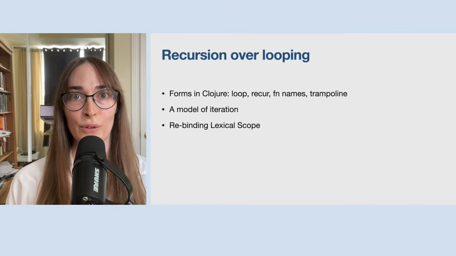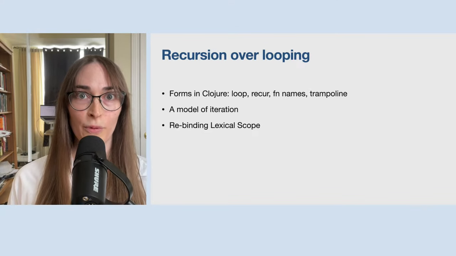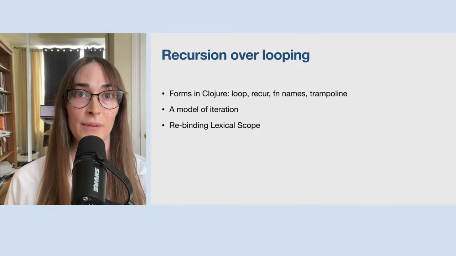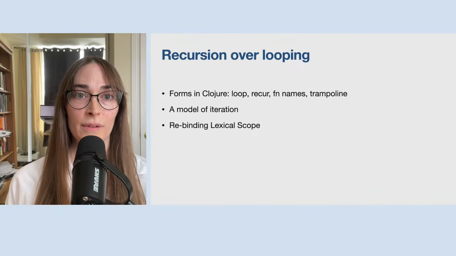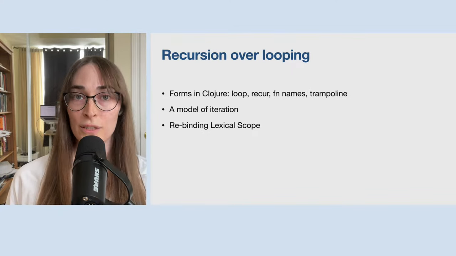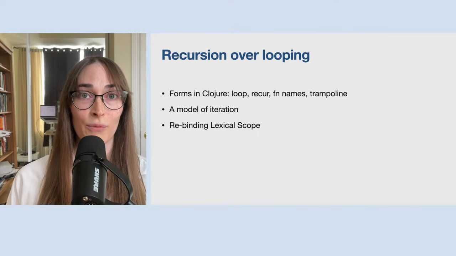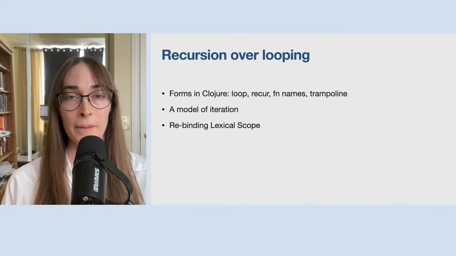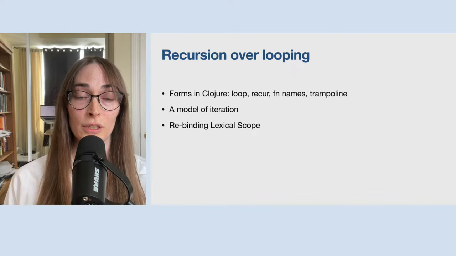So, recursion over looping. Obviously we have recursion. In Clojure, we have the loop form, but this is not really any different than recursion in other programming languages. But we get two important things from recursion. We get a model of iteration, and we get a recurring rebinding lexical scope, which is a fancy way of saying we get function parameters for each recursive call.